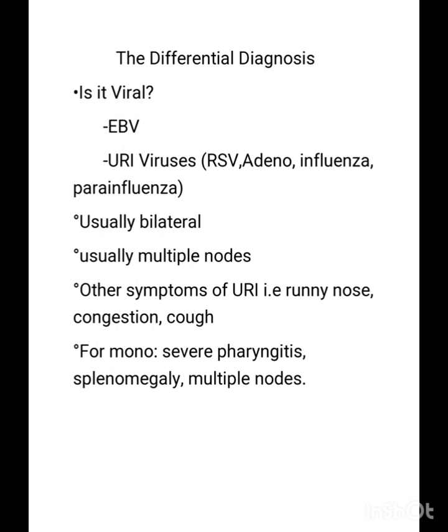Usually, viral lymphadenopathy is bilateral. It's not usually unilateral. Usually there are multiple nodes, not just one predominant node. They usually have other symptoms of runny nose, congestion, cough, other symptoms of upper respiratory infection. And for mononucleosis, they usually have a severe pharyngitis with purulent drainage, a big liver and spleen, and they may have multiple nodes not only at the neck, but also in the armpits and around the groin. So if they have more of a disseminated disease, that may well be EBV or mono.